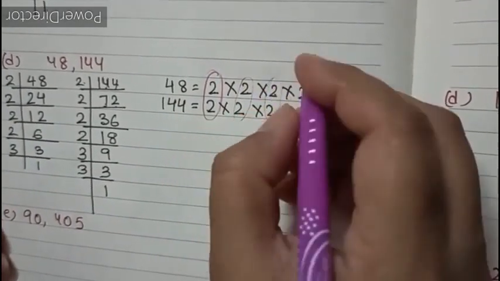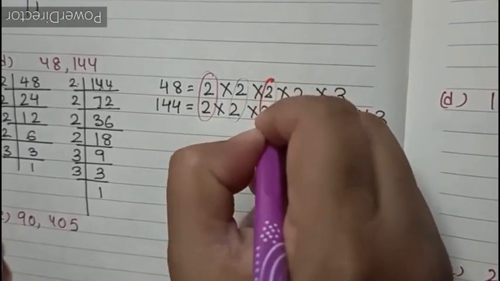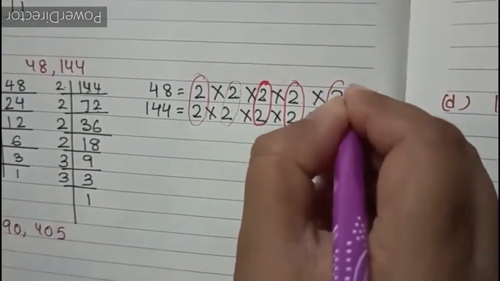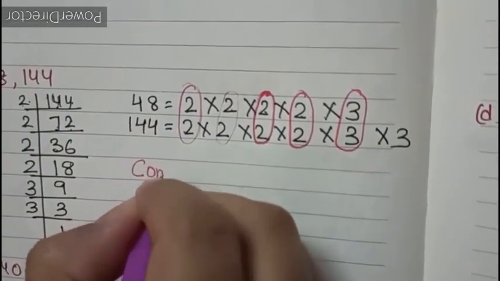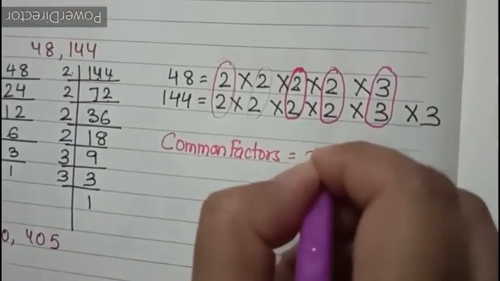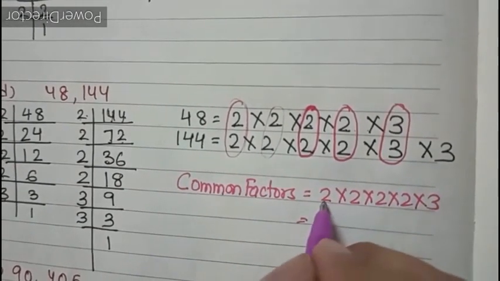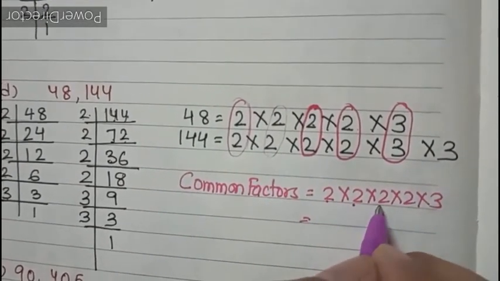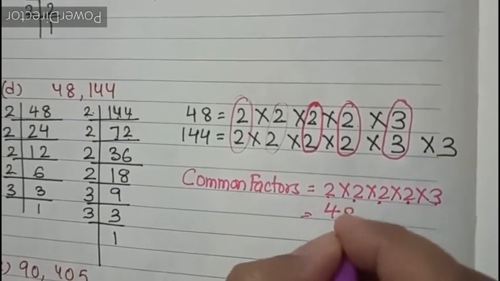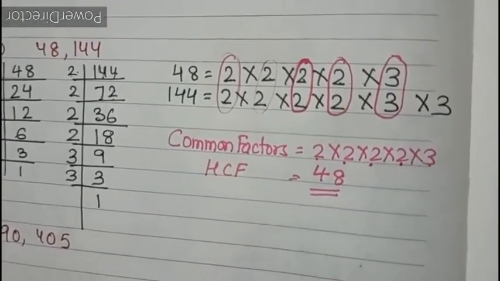This 2 is also common. This 2 is also common. This 3 is also common. So the common factors are 2 into 2 into 2 into 2 into 3. Multiply: 2 2s are 4, 4 2s are 8, 8 2s are 16, 16 3s are 48. So what is the HCF? 48.